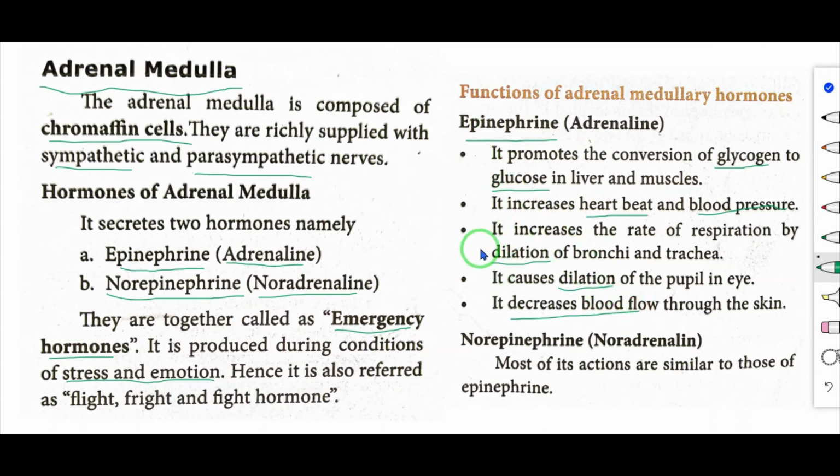So these are the functions of epinephrine. The first one is it promotes the conversion of glycogen into glucose in the liver and muscles. Then it increases the heartbeat and blood pressure, increases the rate of respiration by dilation of bronchi and trachea, causes dilation of the pupil in the eye, and decreases blood flow through the skin.